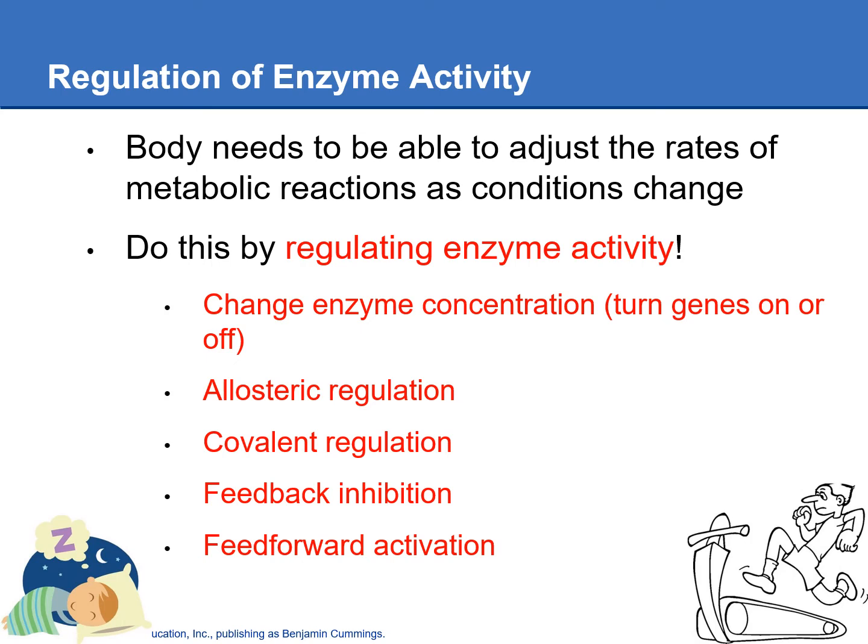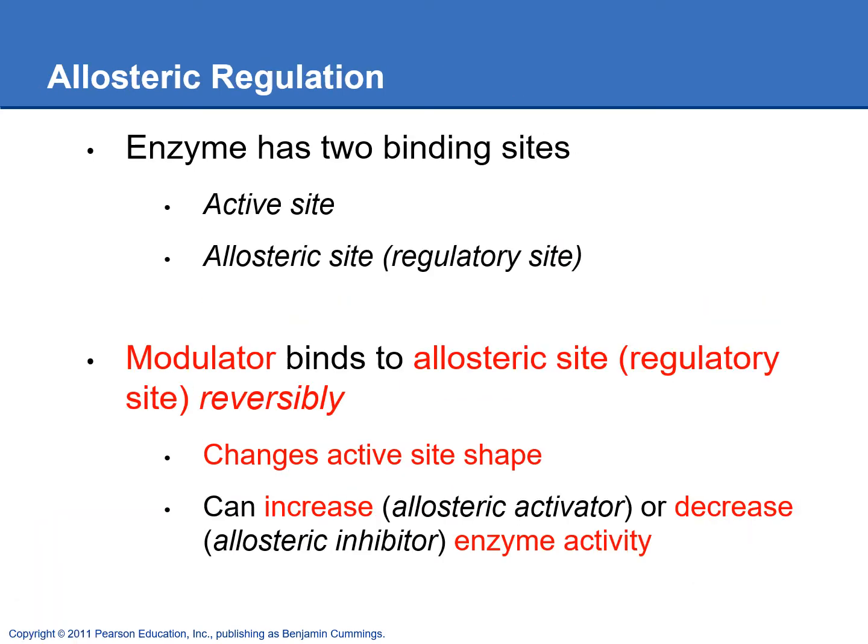So there's a couple ways that we can regulate enzyme activity. One is you can change the enzyme concentration by turning genes on or off, but that takes some time. So quick ways to turn enzymes on and off would be allosteric regulation, covalent regulation, feedback inhibition, and feedforward activation. So let's take a look at allosteric regulation first.